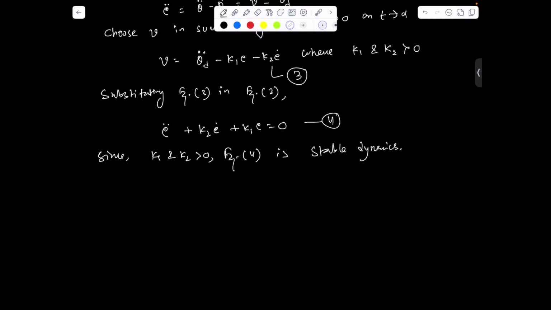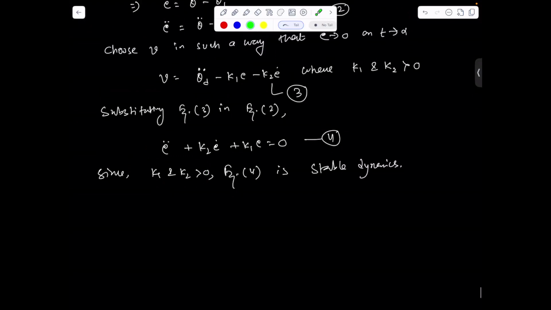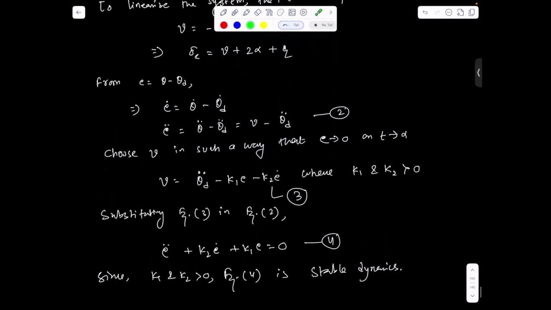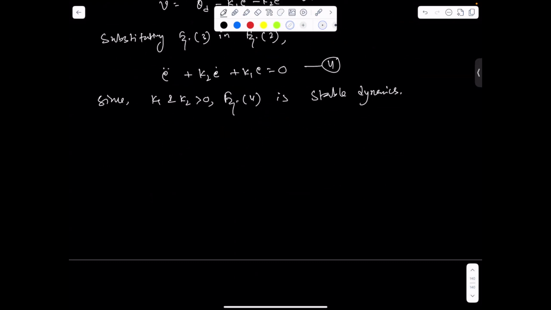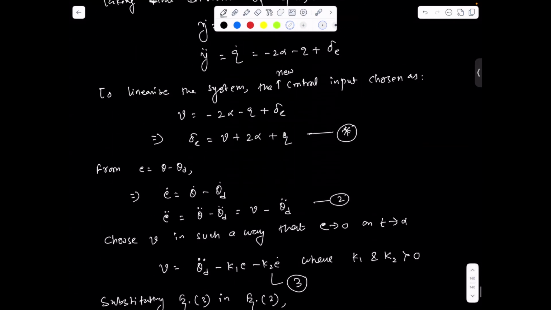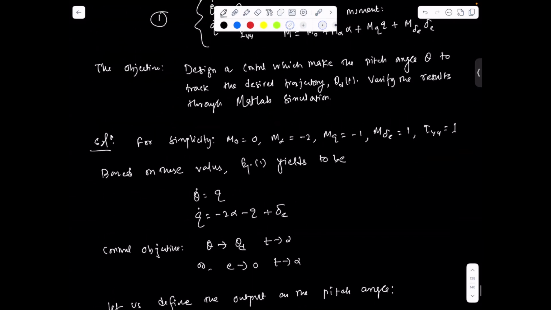Stable dynamics means the eigenvalues of this equation are negative. So we can say that e tends to 0 as t tends to infinity for positive values of k1 and k2, right? Now we can find the overall control delta e from this analysis. So we'll substitute this expression here. Let us define this equation star, for example. Now substitute equation 3 in equation star. So you can find the overall control for our dynamic system.